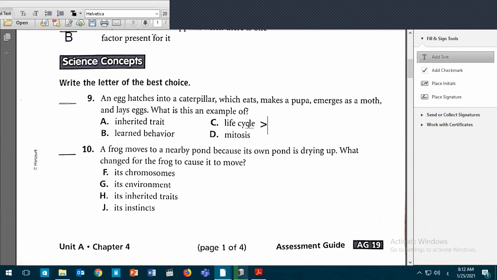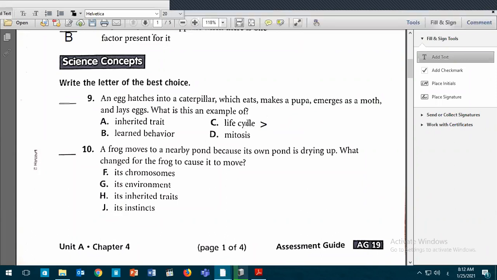It's instinct? Well, we have many options. It's chromosomes, it's environment, it's inherited trait, or it's instinct. Read the question again, please. It says a frog moves to a nearby pond, so he changes the place where he lives because its own pond is drying up, doesn't have any water in it. What changed for the frog to cause it to move?